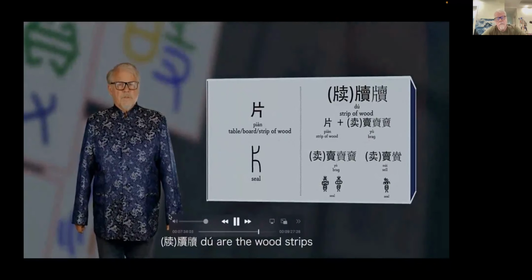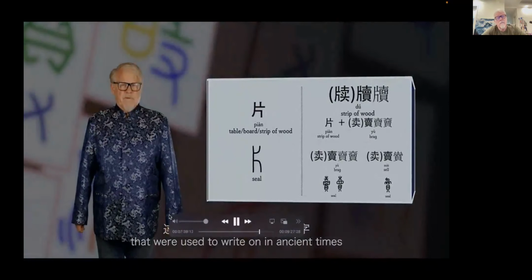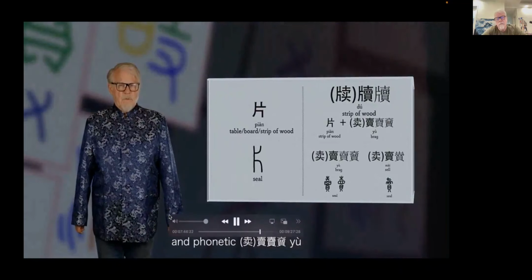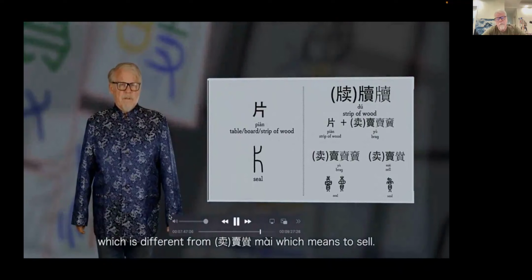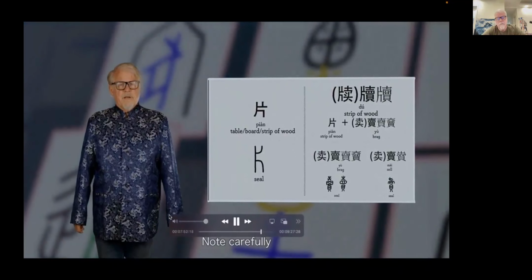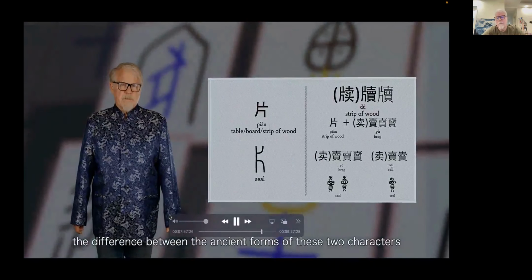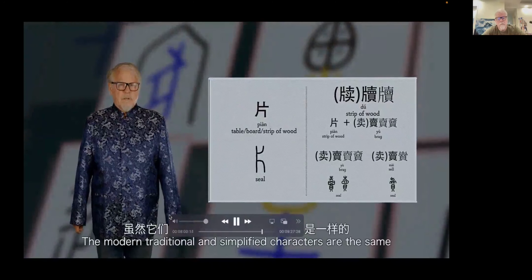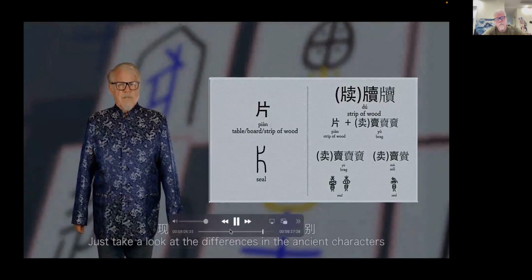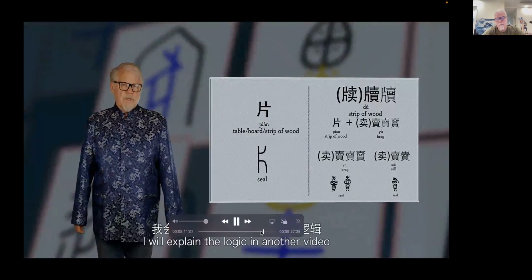Du were the wood strips that were used to write on from the ancient times. From a wooden board or strip, pian, and the phonetic yu, which is different from mai, which means to sell. Note carefully the difference between the two ancient forms of these two characters. The modern, traditional, and simplified characters are the same, but the ancient forms are not. Just take a look at the differences in these ancient characters. I will explain the logic in another video.